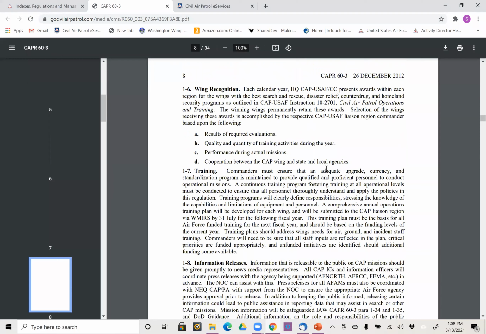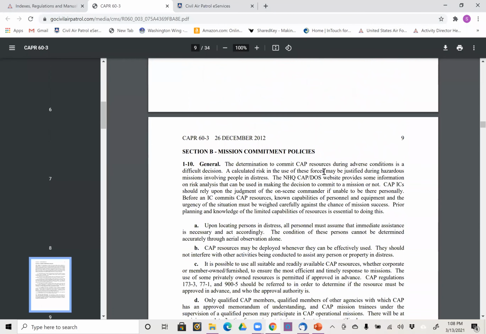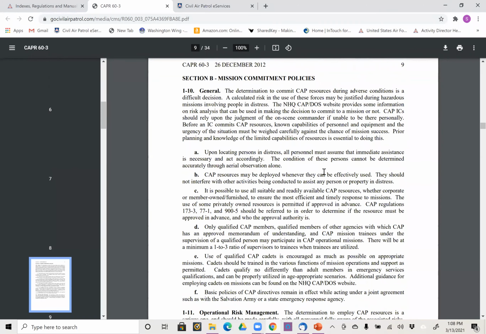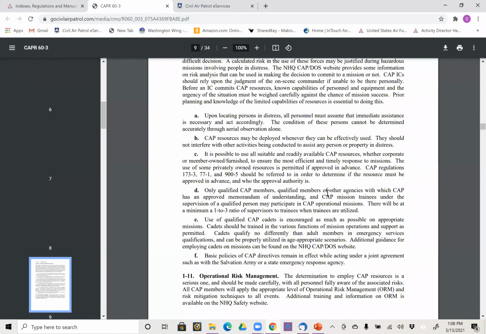Are cadets allowed on missions? Yes, only with certain amounts of other adult members, I would think. Yes. Do we have a different set of qualifications for cadets versus senior members? I would guess yes. You would guess wrong. If you look at E on the screen, is encouraged. Cadets should be trained in the various functions and qualify no differently than the adult members in emergency services quals, and can be. I've seen some very highly qualified cadet radio operators.